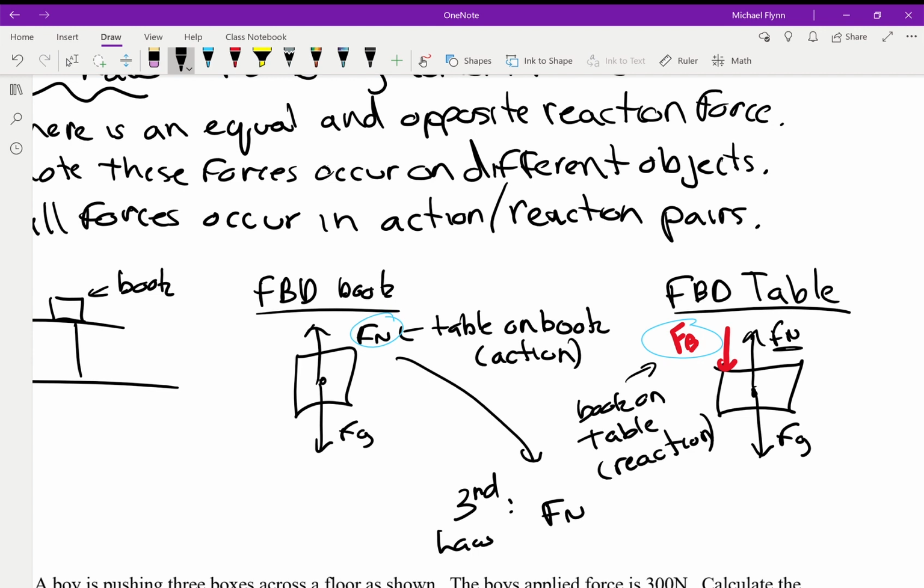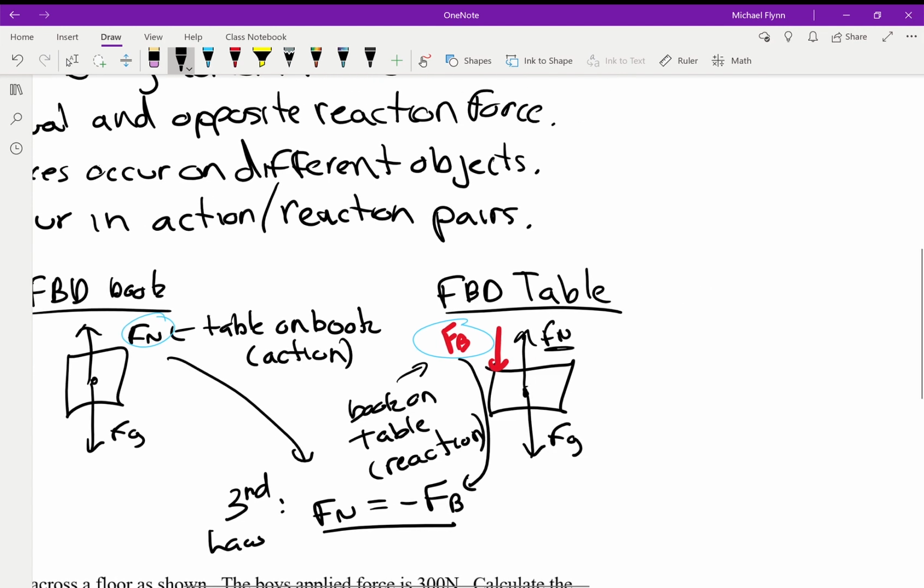The force of the table on the book, that normal force, has to equal the negative of the force of the book on the table, this one. And that is the third law written mathematically. So there's not really much to do in problems with the third law, but we can prove that it's going to work out that way in free body diagrams. You'll see when we do these train problems, that's how it works out.